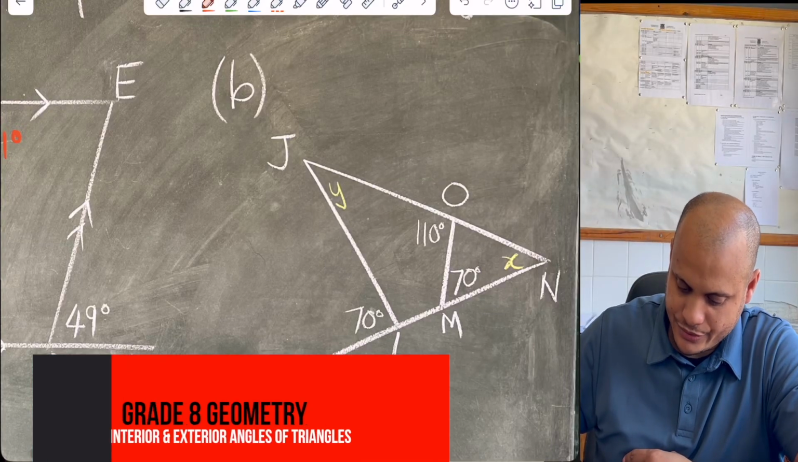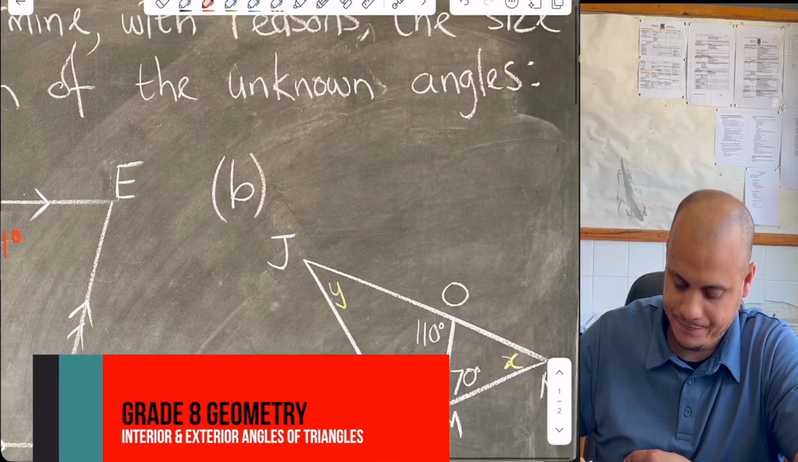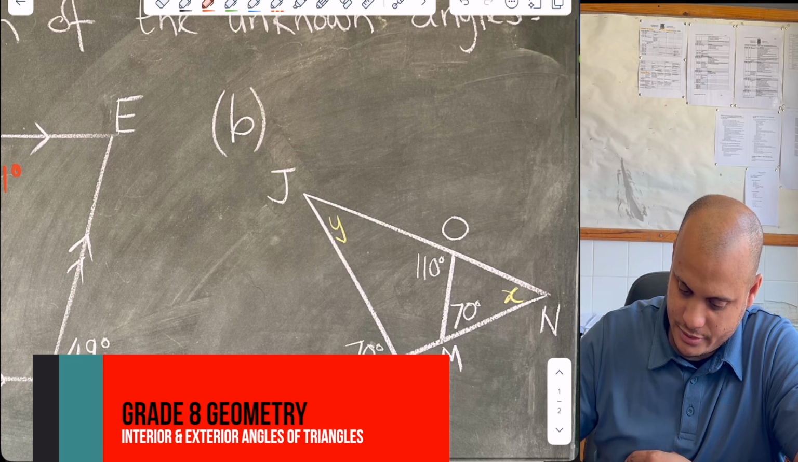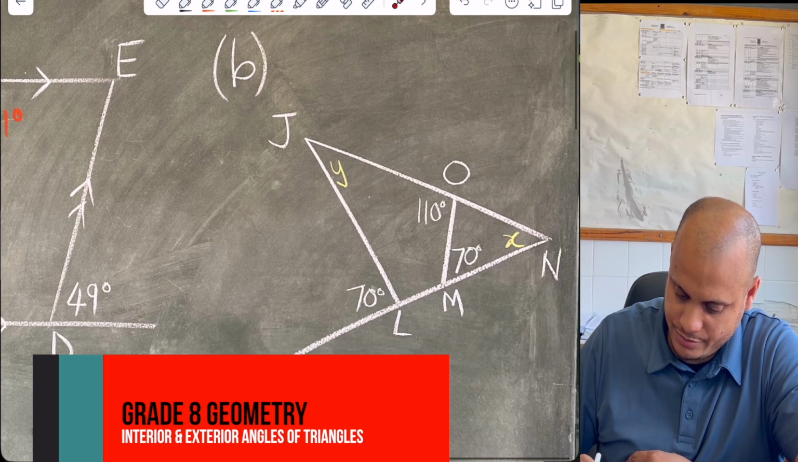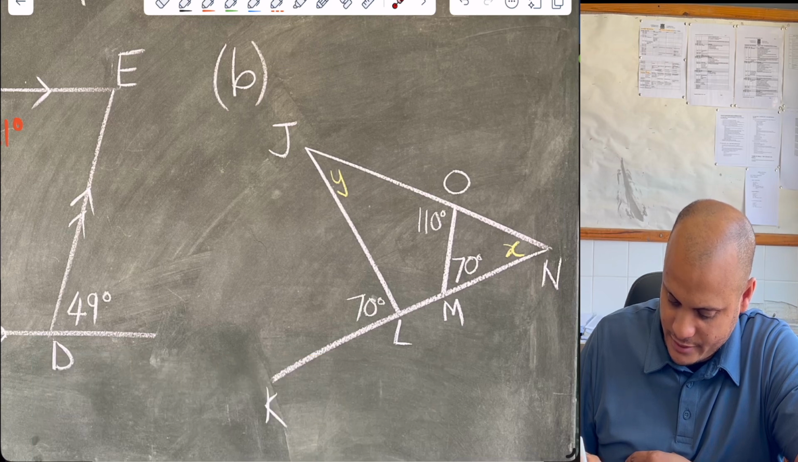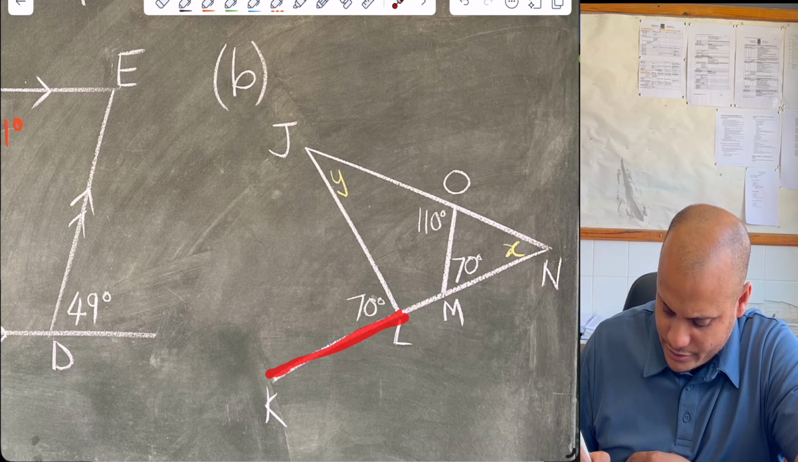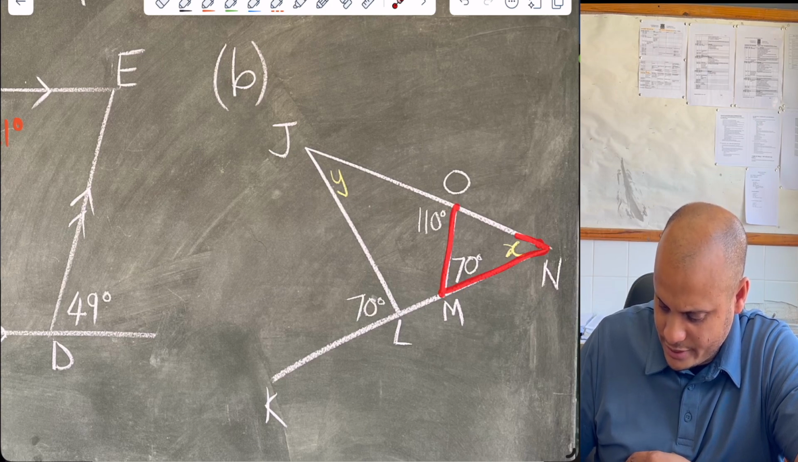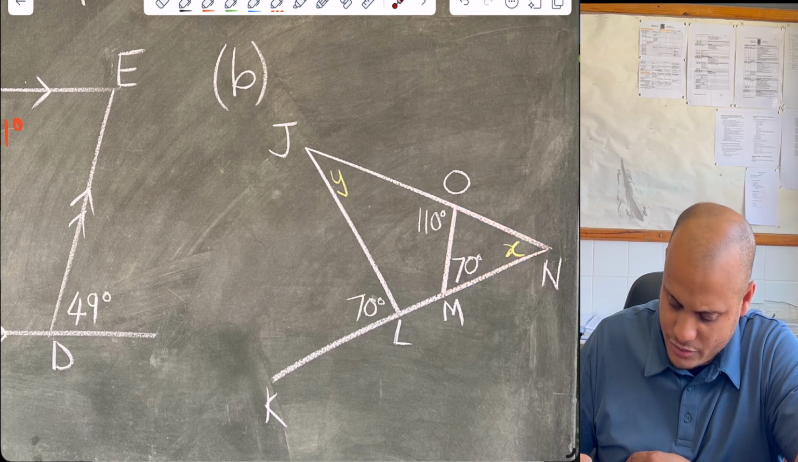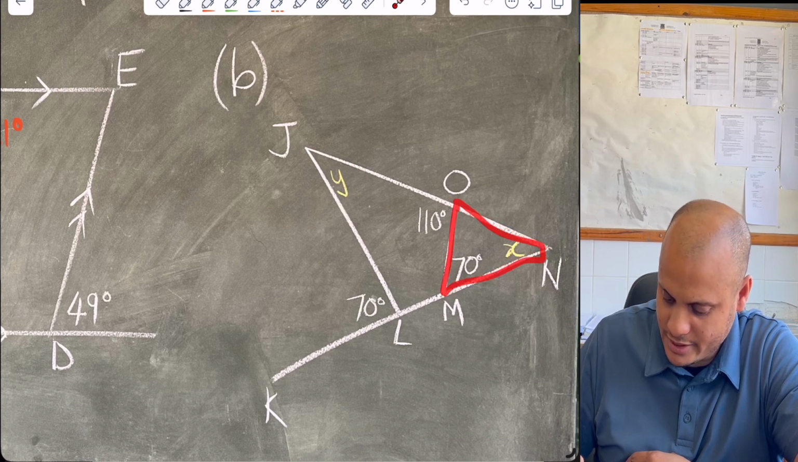Okay, we are back with question 2b. So we are still calculating unknown angles in the given diagram. In 2b, we have this triangle here, JLN. We've got an extension here from L to K. We've also got a line drawn from this point M to O, which creates a little small triangle here, OMN, or MNO or MON, however you want to say that.